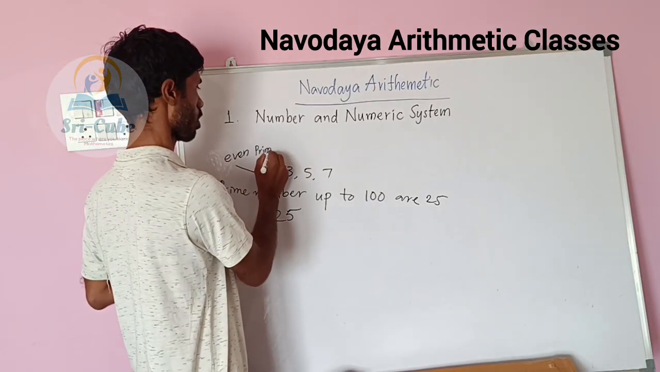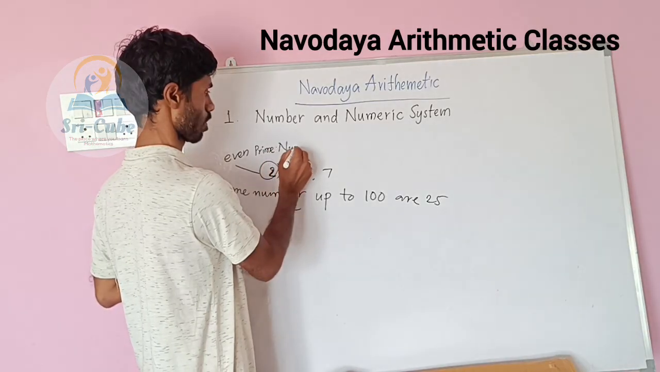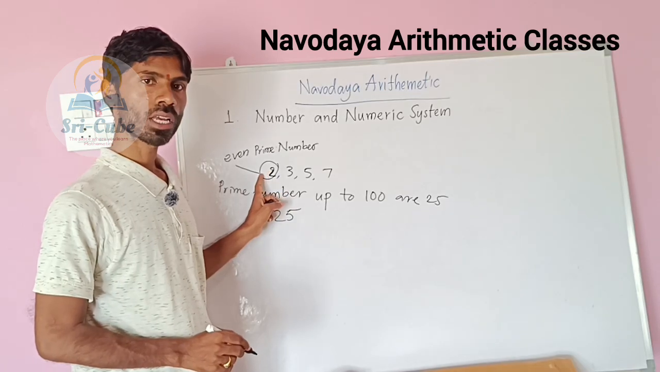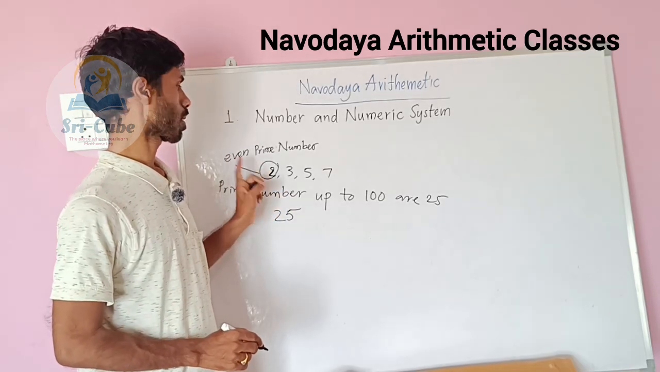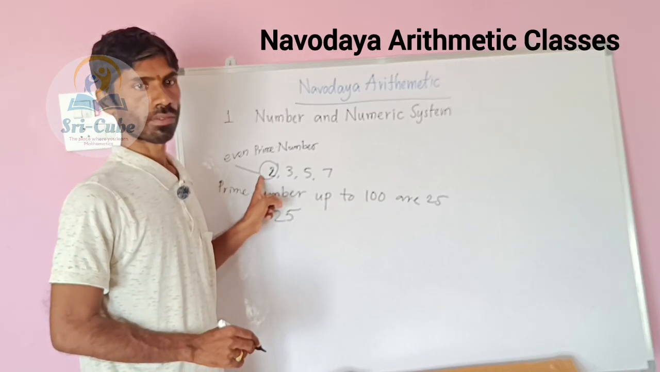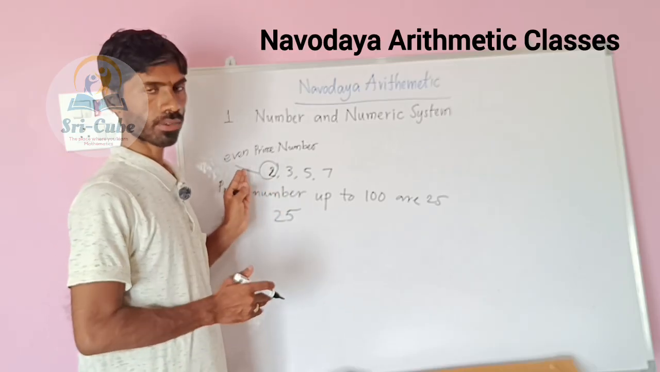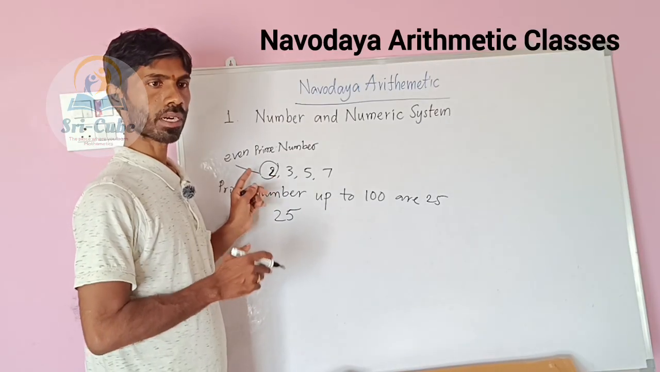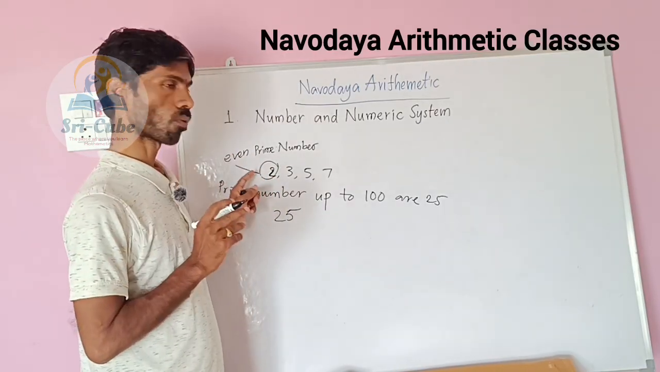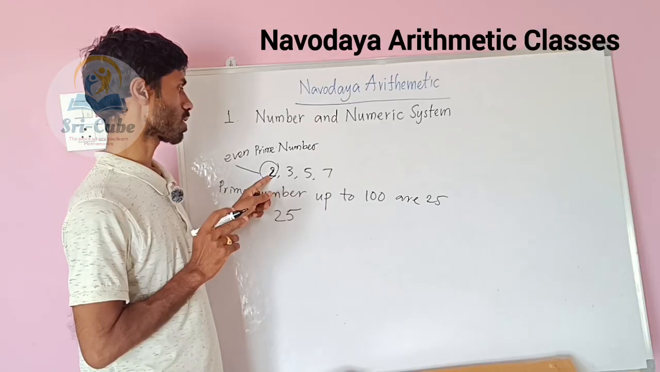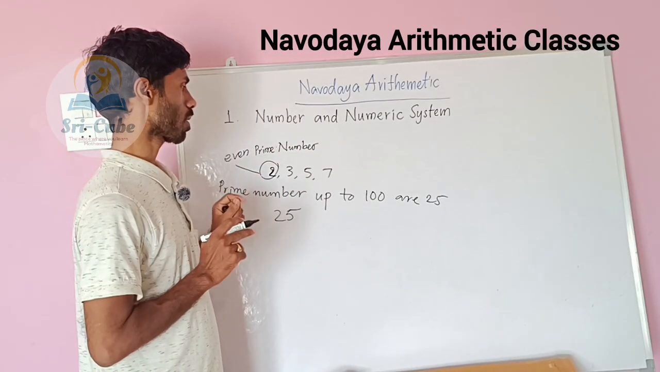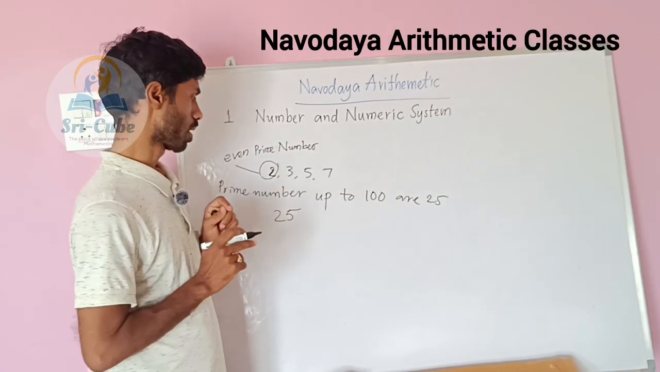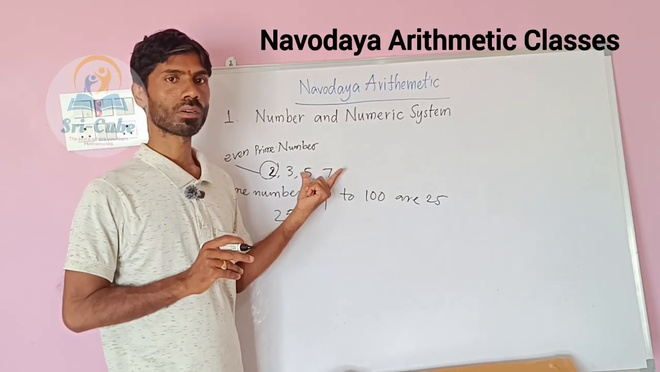So in even numbers, only 1 prime number exists, and that is 2. Even numbers are so many. It starts from 2, 4, 6 and so on, but only 2 is a prime number. The remaining all are composite numbers. That 2 is the smallest prime number, and this smallest prime number 2 is called the even prime number. So the remaining all are odd prime numbers.